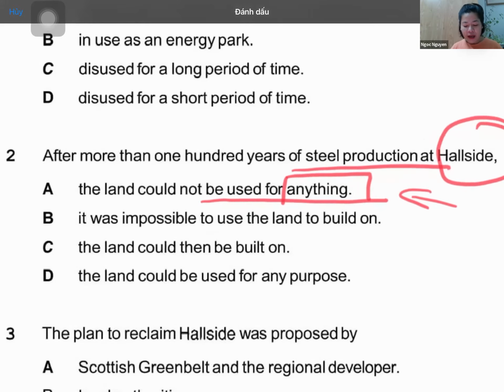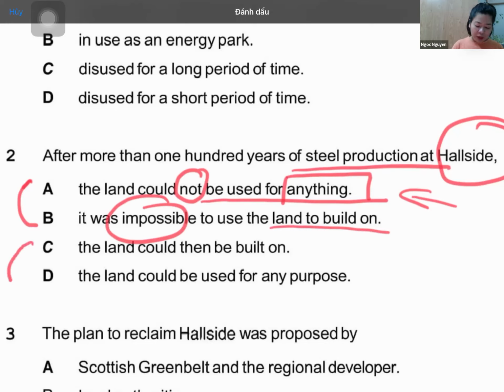Mình nhìn vào option này, nó sẽ có hai nhóm là nhóm tiêu cực là A và B. Em đều nhìn thấy đó là not và impossible. Sự khác biệt giữa A và B là A tông giọng rất mạnh còn B thì tông giọng giảm nhẹ, vì nó chỉ nói là không xây dựng được chứ không phải là dành cho mọi mục đích khác. Nhóm tiếp theo là nhóm C và D là nhóm tích cực, tức là thể hiện mục đích làm được. Cái C bảo là bây giờ xây được, còn cái D bảo là bây giờ dùng cho cái gì cũng được.